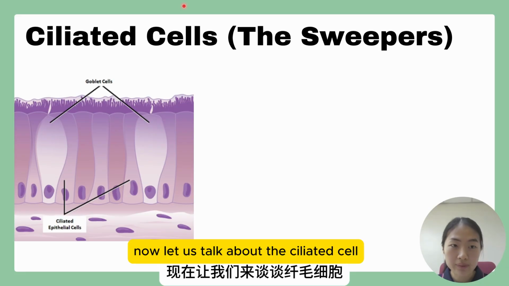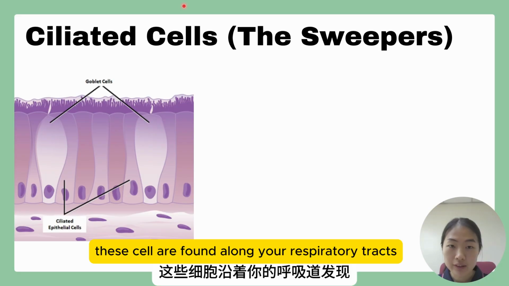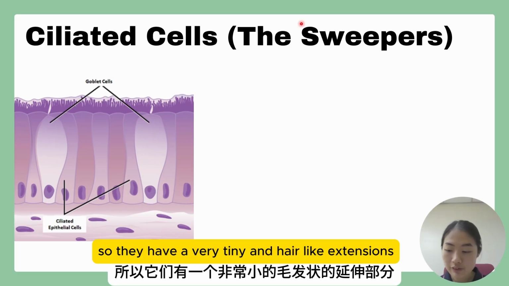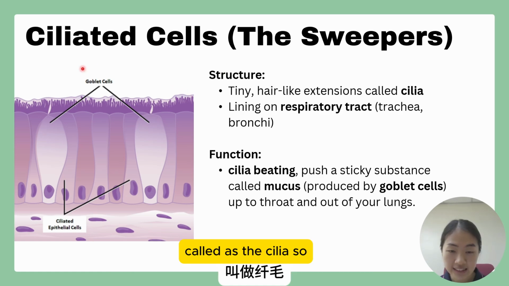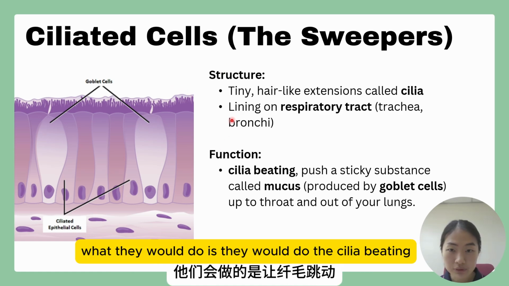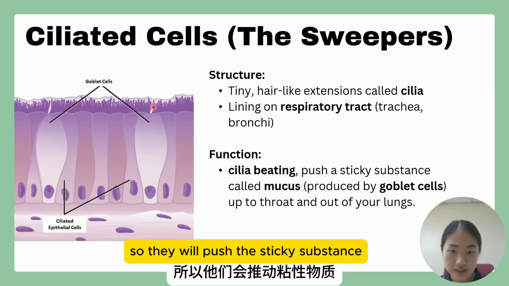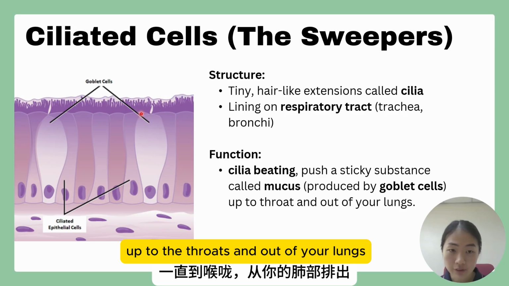Now let's talk about the ciliated cell, which is the sweeper. These cells are found along your respiratory tract, including your trachea, bronchi and bronchioles. They have very tiny, hair-like extensions called cilia. The cilia beat in a wave-like motion. They will push the sticky substance such as mucus, which is produced by the goblet cell, up to the throat and out of your lungs.